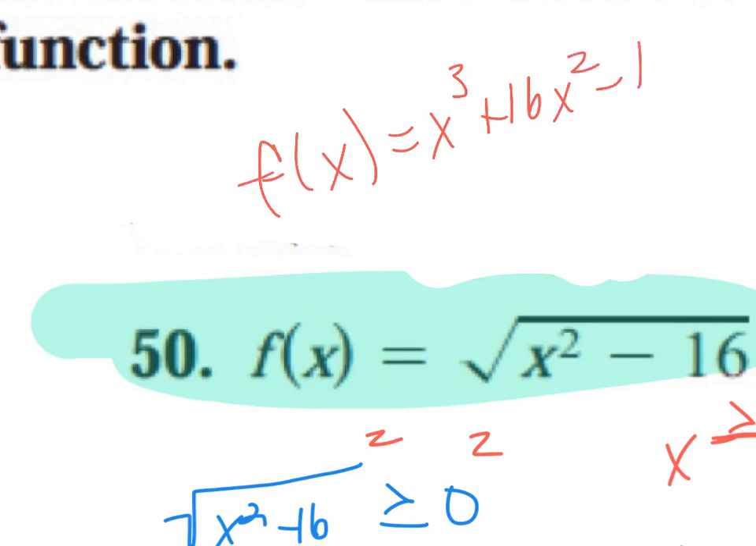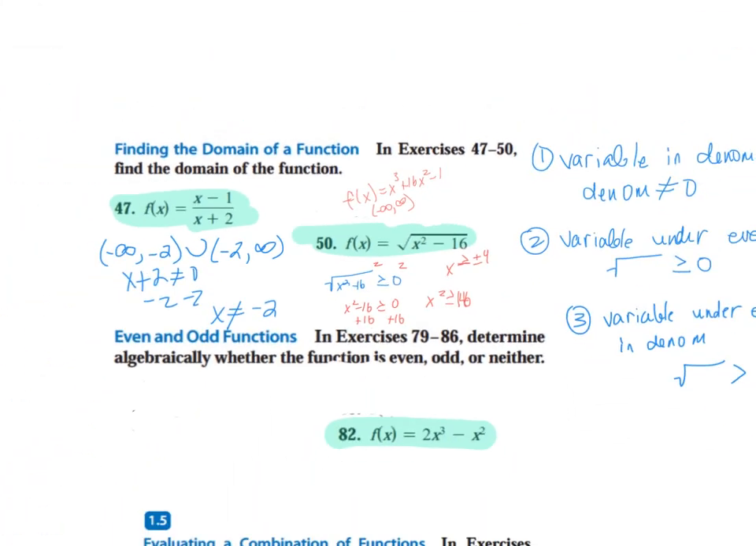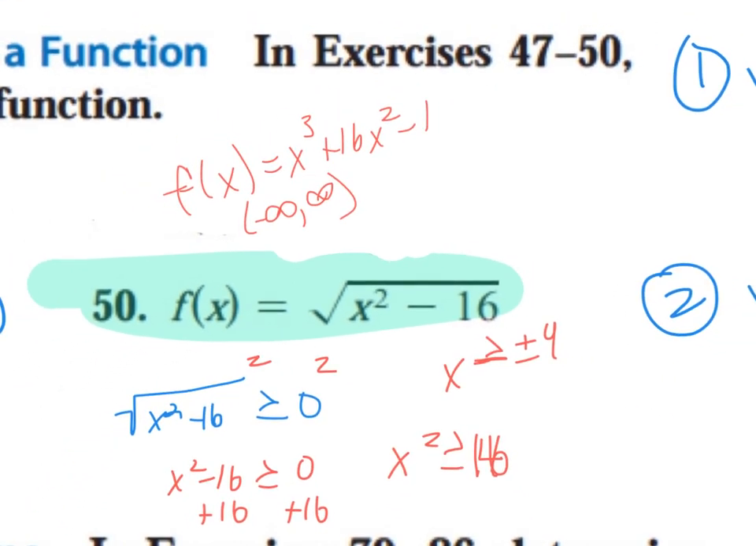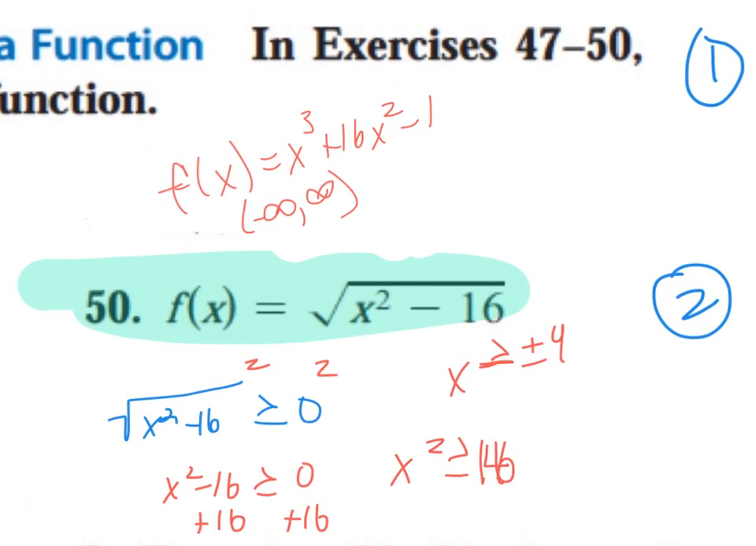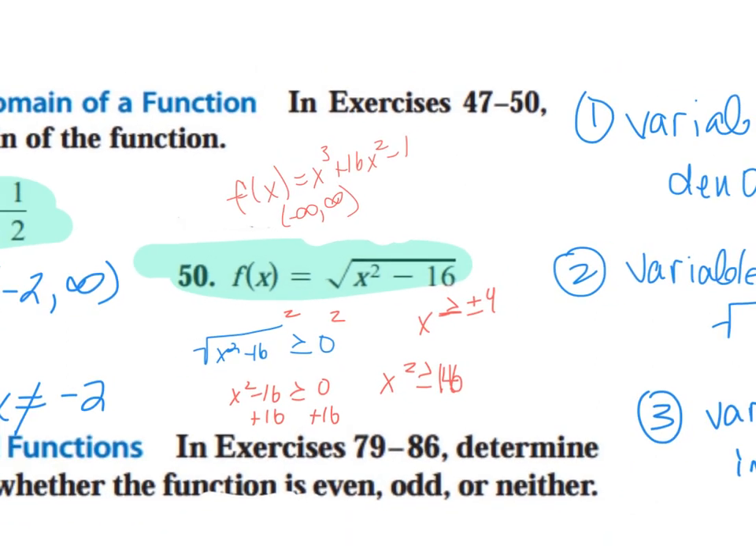What's a domain? What x values can I use? Why is it negative infinity to positive infinity? Because it's normal. Does it break any of my rules? Absolutely not. Is there a variable in a denominator? No. Is there a square root? No. Is there a square root in a denominator? No. That means you can put in any number you want. So if it doesn't break any rules, it's all real numbers, negative infinity to infinity.